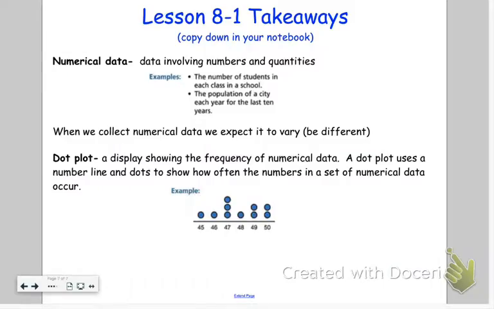So finally, the takeaways. Numerical data. Remember, numerical data is data that involves numbers and involves quantities. When we collect numerical data, we expect it to vary. We expect it to be different. Typically, you don't always get the same numbers. And then a dot plot. Well, a dot plot is a display that shows the frequency. Frequency just means how often or how much. So it shows the frequency of numerical data. A dot plot uses a number line and dots to show how often the numbers in a set of numerical data occur.